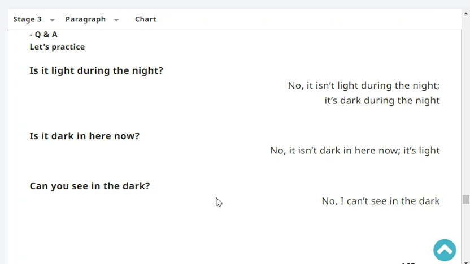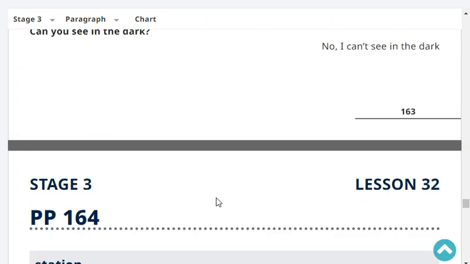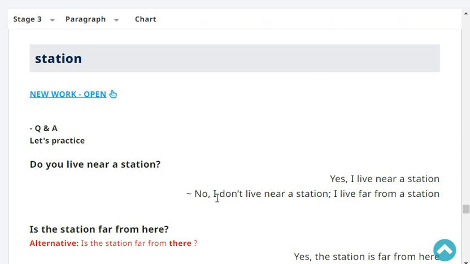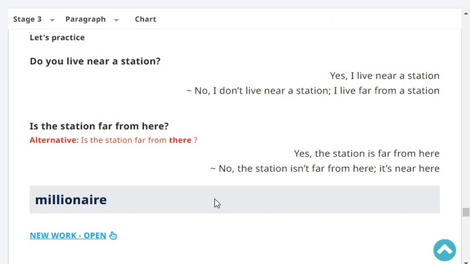Is it dark in here now? No, it isn't dark in here now. It's light. Very good. Okay, next. Do you live near a station? Yes or no? Yes, I live near a station. Very good. Near a station. Okay.